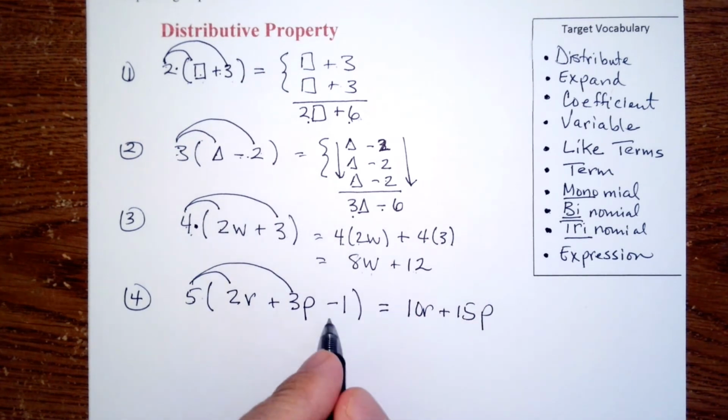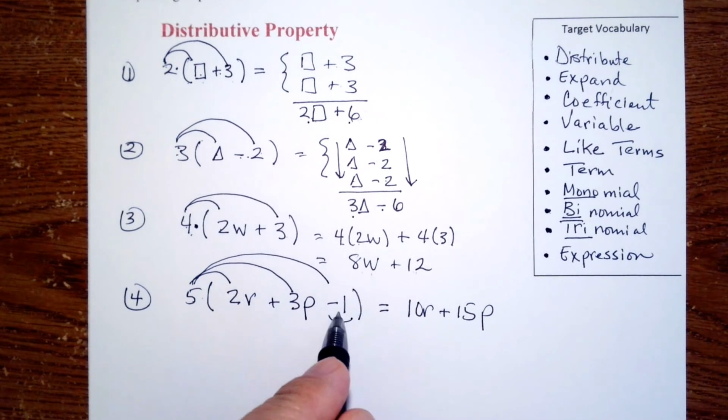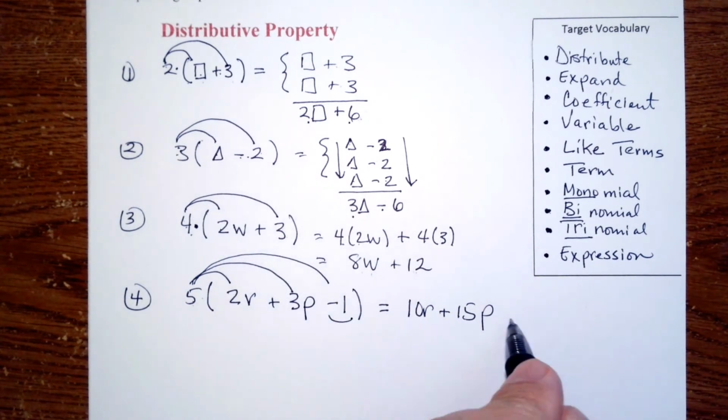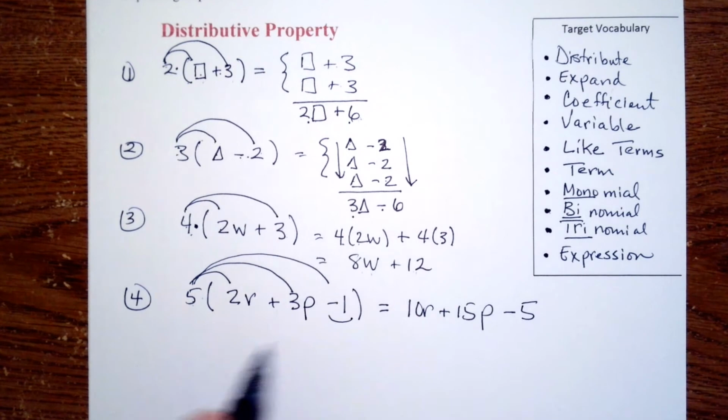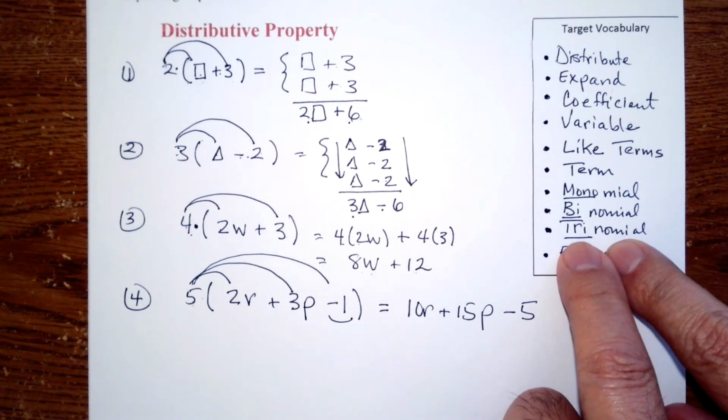Last. What kind of 1 do you see? Negative 1. How many times? A boy 5 times gives me a negative 5. In our answer, how many parts, how many terms? 1 part, 2 parts, 3rd part. An answer with 3 parts is called a trinomial. Say trinomial. Very cool.